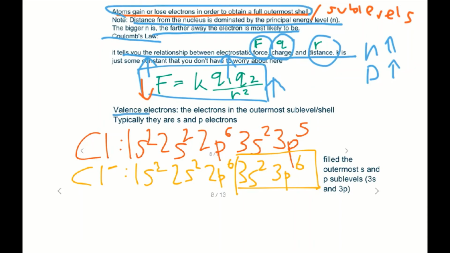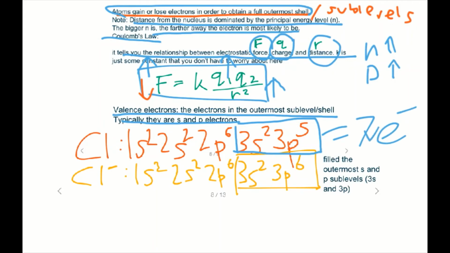So valence electrons are the electrons in the outermost sublevel or shell. They are typically the s and p electrons. So for example, this is the electron configuration for chlorine. And notice how 3 is the highest principal energy level, and thus the electrons with a principal energy level of 3 are the valence electrons. So in this case, 3s and 3p are our valence electrons, and we have a total of 7 valence electrons.